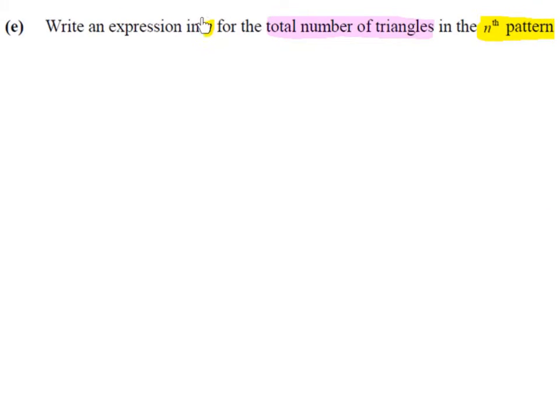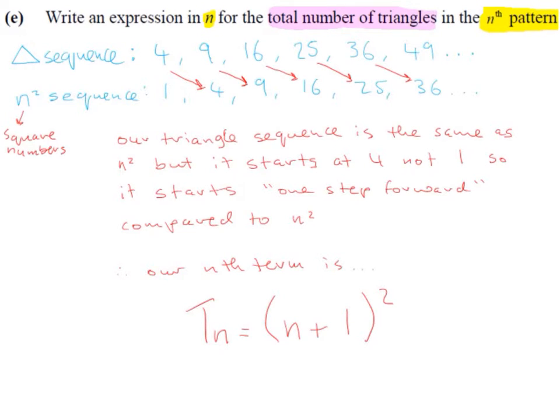Part E, write an expression in n for the total number of triangles in the nth pattern. Okay, so the triangle sequence that we actually have for the total number of triangles starts at 4. So we've got 4, 9, 16, 25, 36, and 49. So this is our sequence. Now the square number sequence is 1, 4, 9, 16, 25, 36. Because 1 squared is 1, 2 squared is 4, 3 squared is 9, 4 squared is 16, and so on.